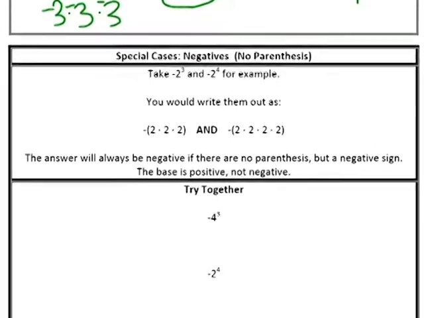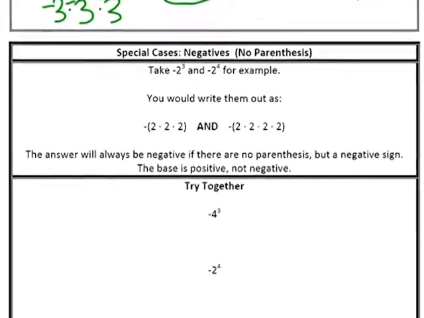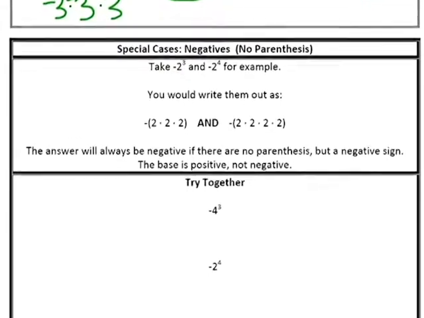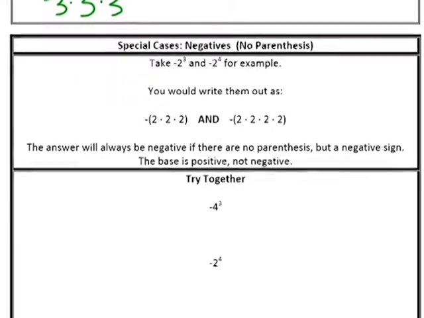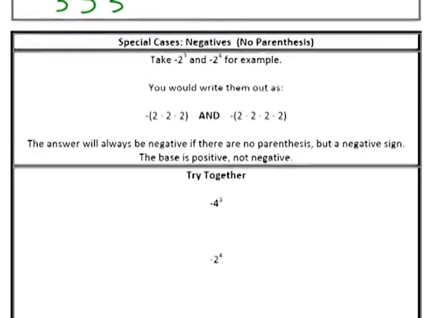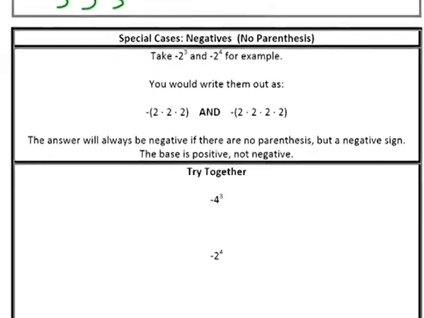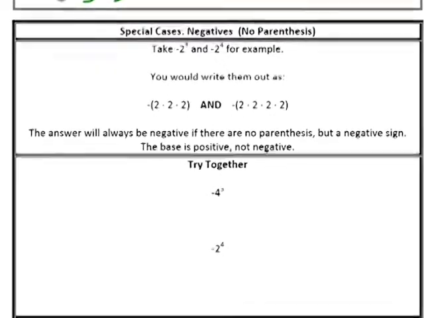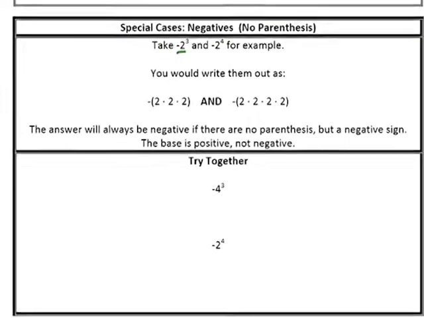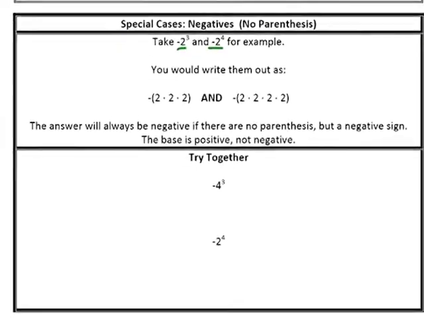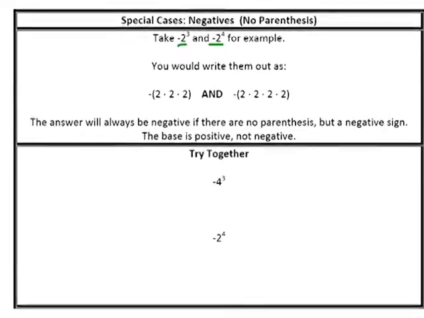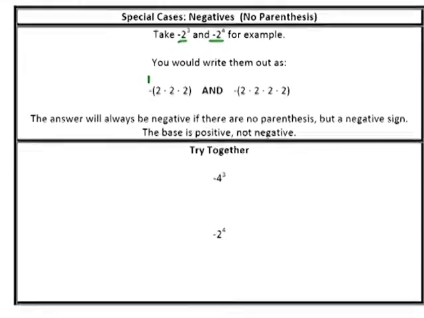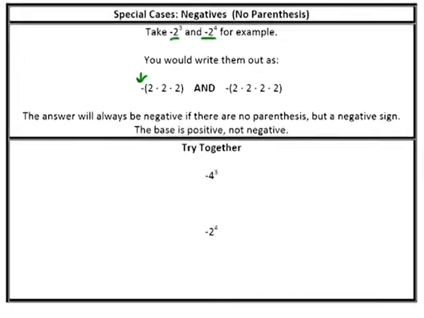Now, if it's a negative without parentheses, the big difference is that when you have parentheses around your negative, the negative is included in the base. So I'm multiplying a negative number times itself multiple times. When the negative is not in parentheses, like negative 2 to the 3rd or negative 2 to the 4th, these examples we have up here, no matter what, the answer is always negative. See how the negative just hangs out by itself out front? That's because I'm multiplying the 2's, not the negative 2's. So no matter what, the answer is negative.